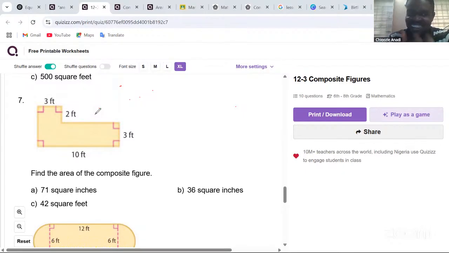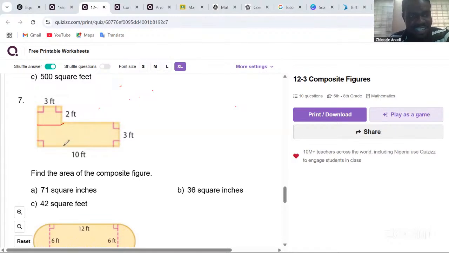Okay, so look at this irregular shape. If I'm to find the area of this particular irregular shape, what do I need to do? I need to divide the shape. So once I come here, I'm going to divide it. I can divide it any way I want to divide it. I can either divide it this way.